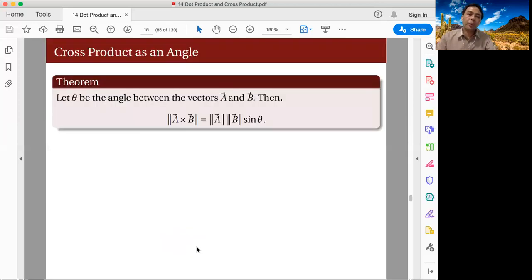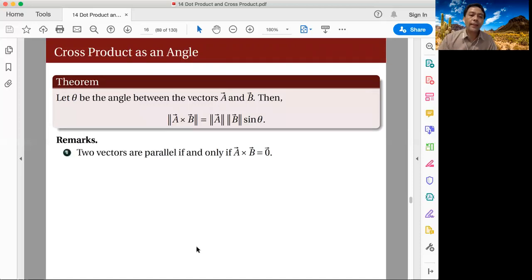Now, while the dot product is related to the cosine of the angle between two vectors, the cross product, on the other hand, is related to the sine of the angle between the two vectors. And we have the following theorem. The magnitude of the cross product of A and B is the product of the magnitudes of A and B times the sine of the angle between the two vectors.